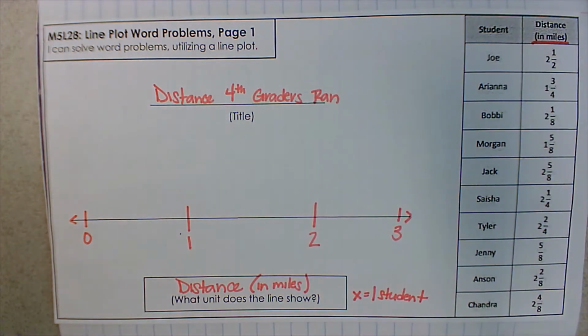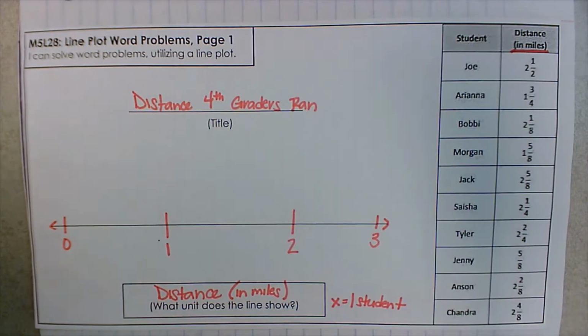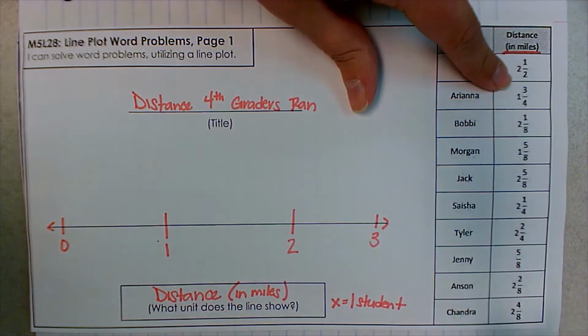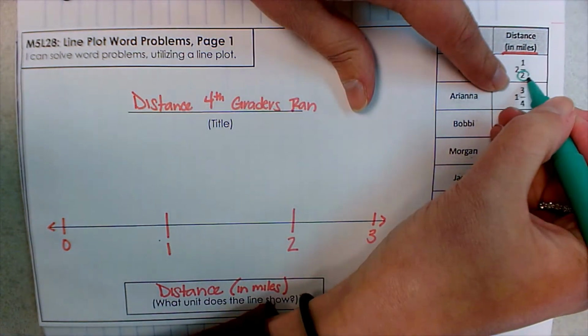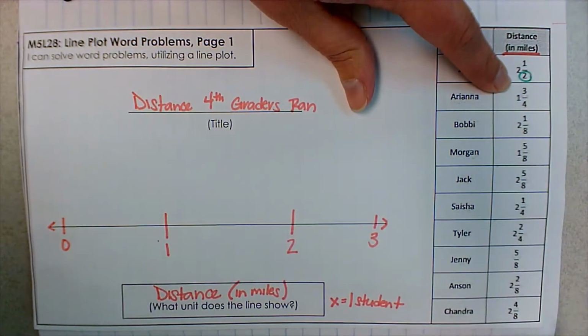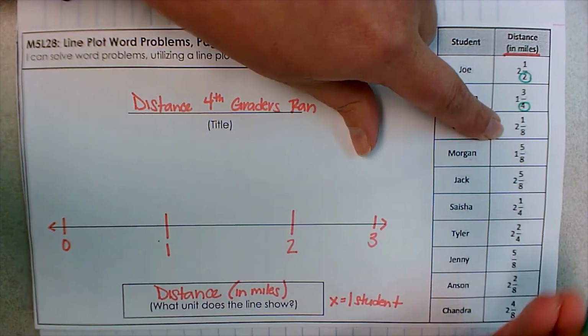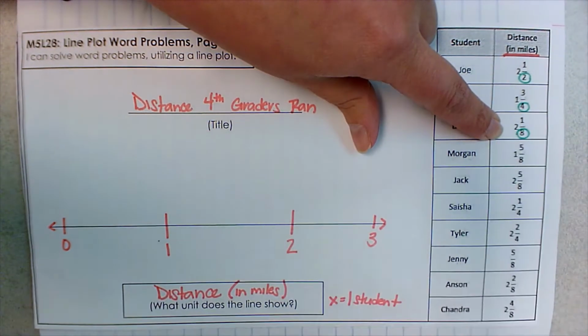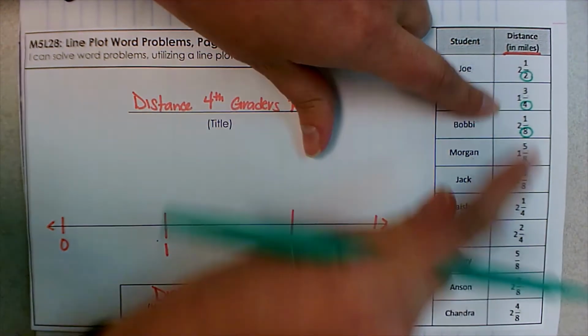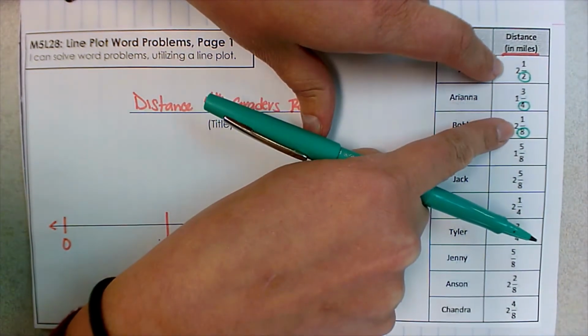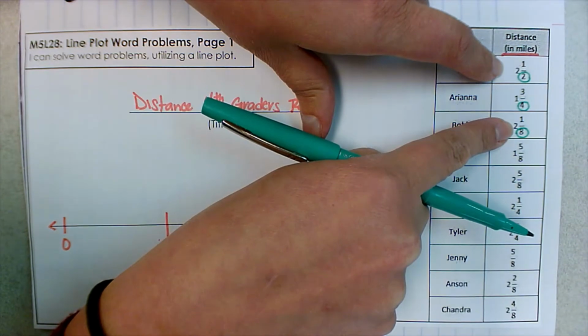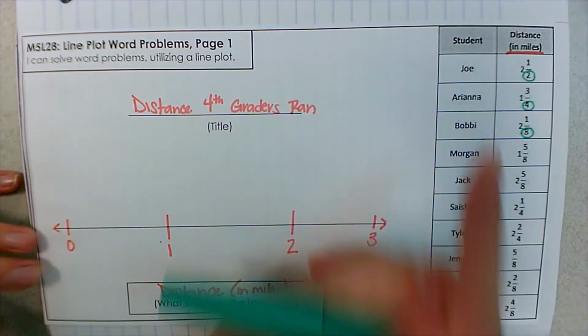And here's what I notice, fourth graders. Okay, I'm going to pay attention to my fractions first. I see a denominator of 2, so I've got some halves. I see denominators of 4, there's several. And I see denominators of 8. Good news is 2, 4, and 8 are all related when I put those on number lines.